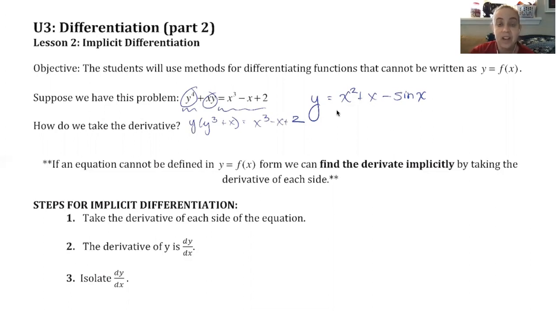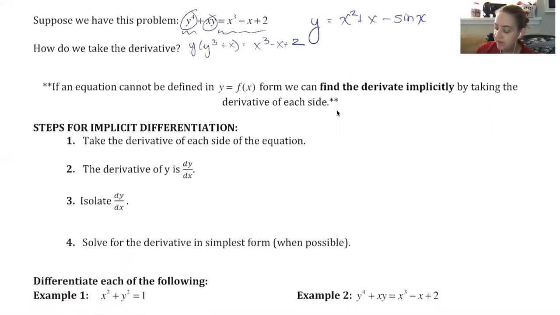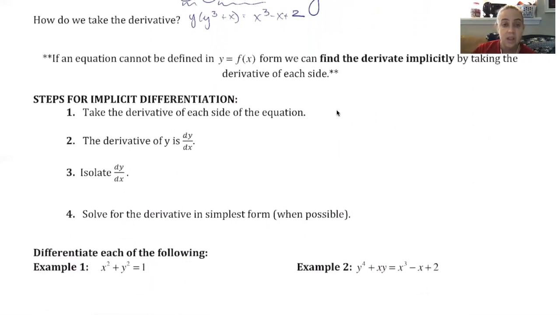Implicit differentiation now means we can find the derivative of things that aren't necessarily functions. You can find the derivative of a circle or an ellipse or a hyperbola. So you can find the derivative of any curve now. So our steps for doing that are: take the derivative of each side of the equation, find the derivative of each y term, which is dy dx, isolate dy dx, and then solve for dy dx in simplest form.